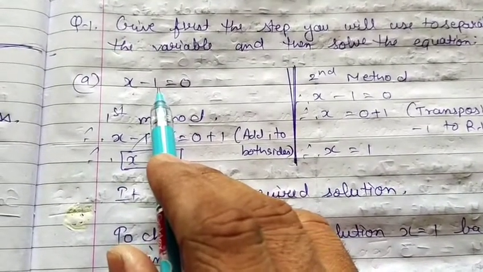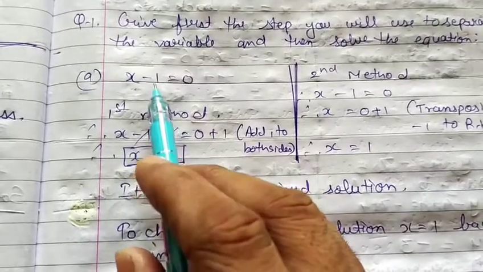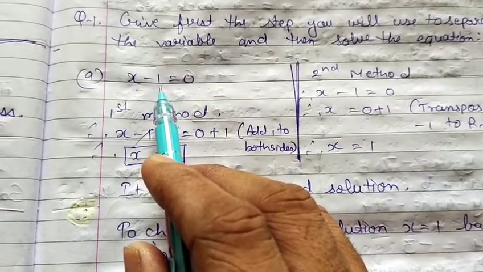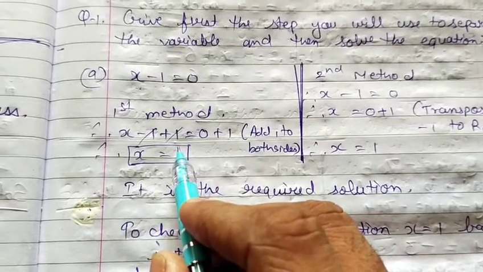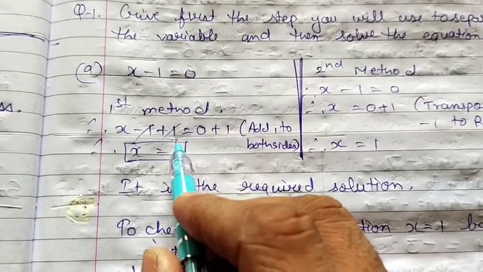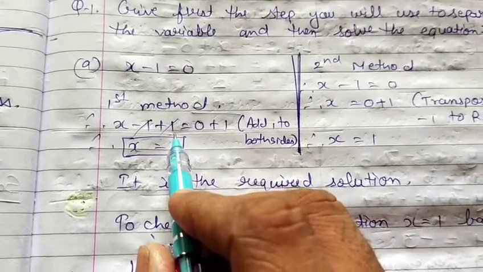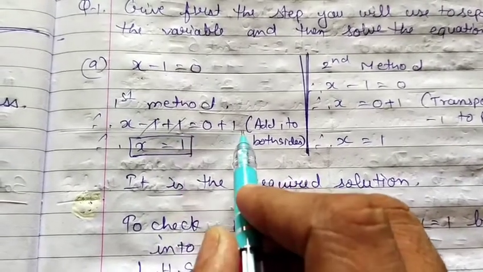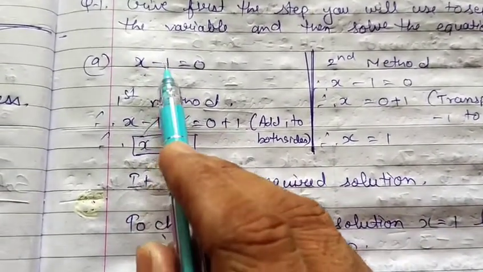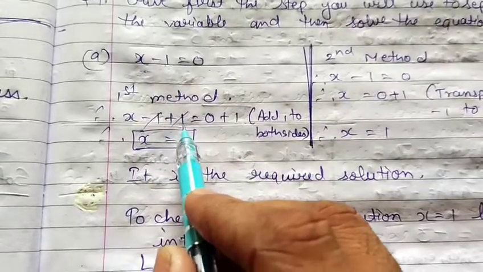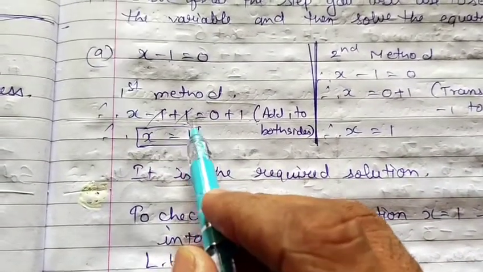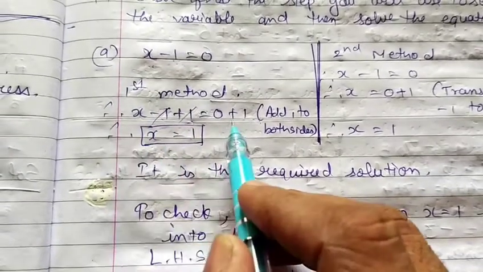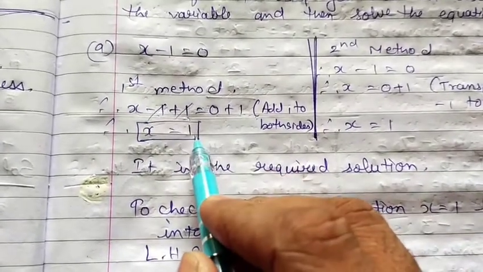First method: since negative 1 is there, we have to add positive 1. To add positive 1 to one side, the same value we have to add to the other side. Just to get it cancelled, by adding positive 1 to both sides, the negative 1 and positive 1 will get cancelled, and the value of x, that is 0 plus 1, will become 1.